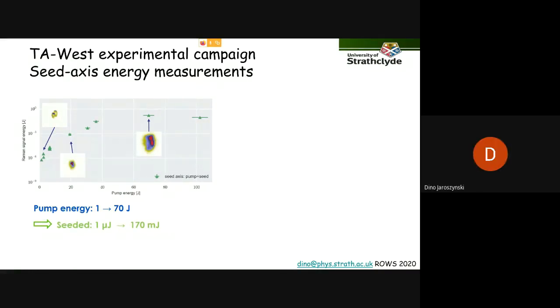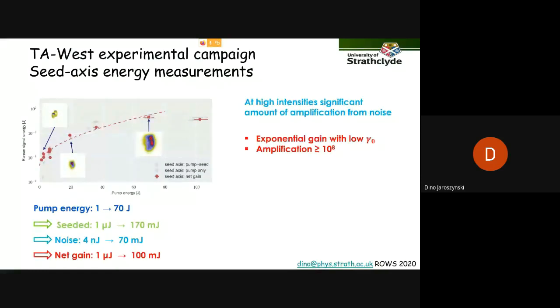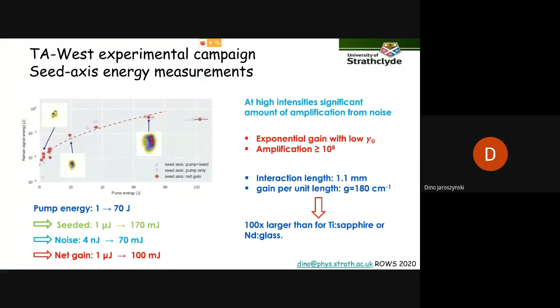What's also interesting is that this can be quite an efficient mechanism, and we were able to show that the medium itself can not only amplify light with a very high factor, about 100 times higher than in a titanium sapphire laser or a glass laser, but the gain length is 180 per centimeter. This means that you can get to extremely high gain. For example, we've been able to measure eight orders of magnitude growth, going from about a nanojoule to nearly a joule level.